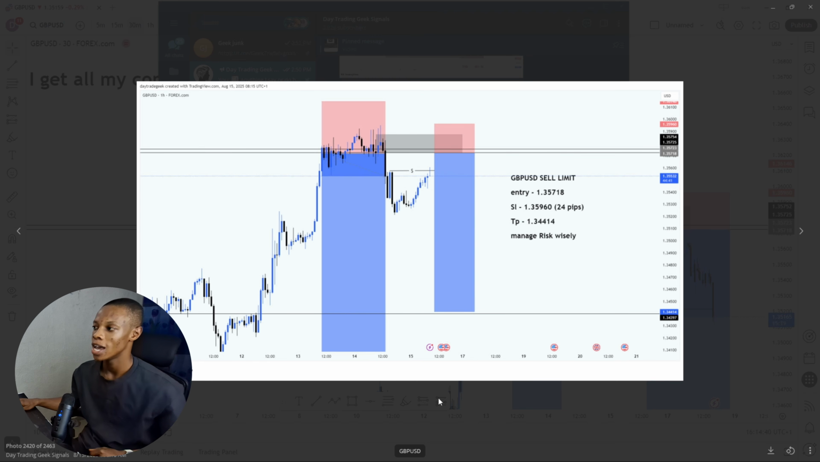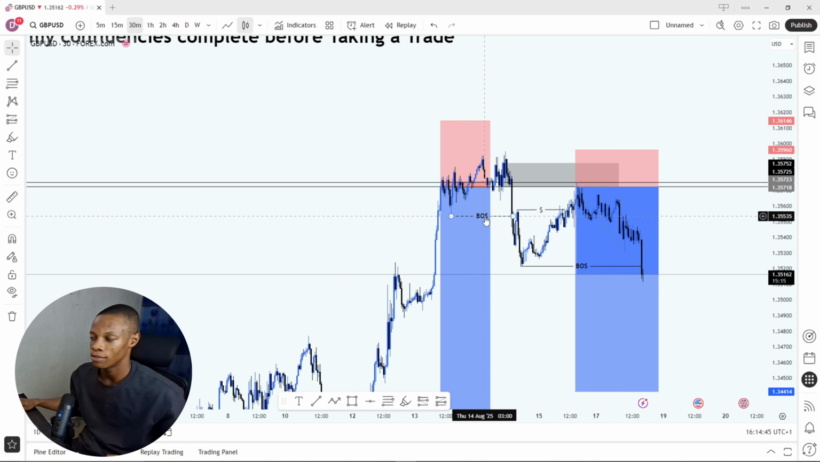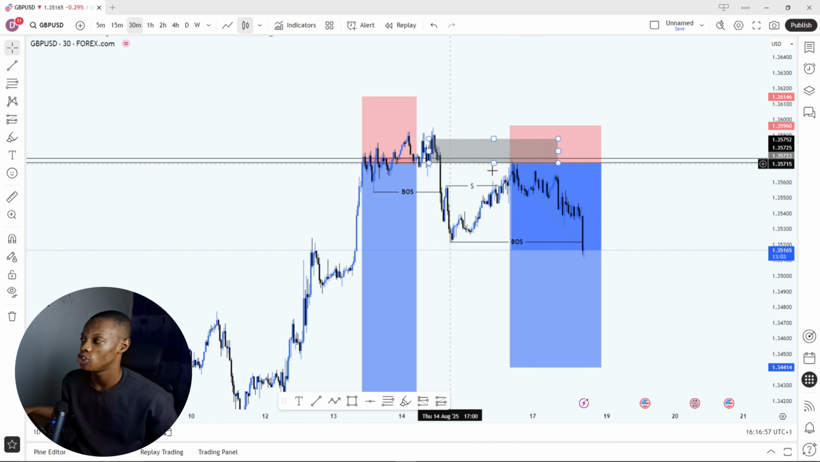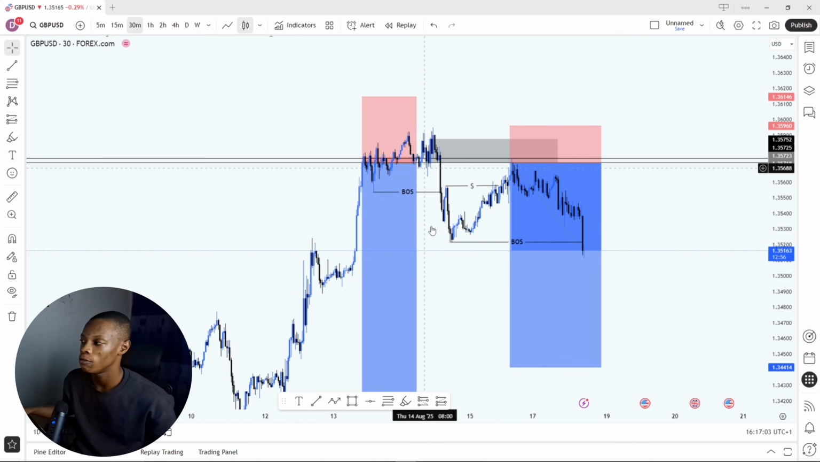This was the setup right here. Everything was complete. And with the strategy, what do I need? Break of structure, which is the first thing, which is the structure. There is the other one, liquidity. Now my entry was from this very order block. You can see the price just activated into a sniper entry and it's currently moving in profit. Now all my confluences were complete.